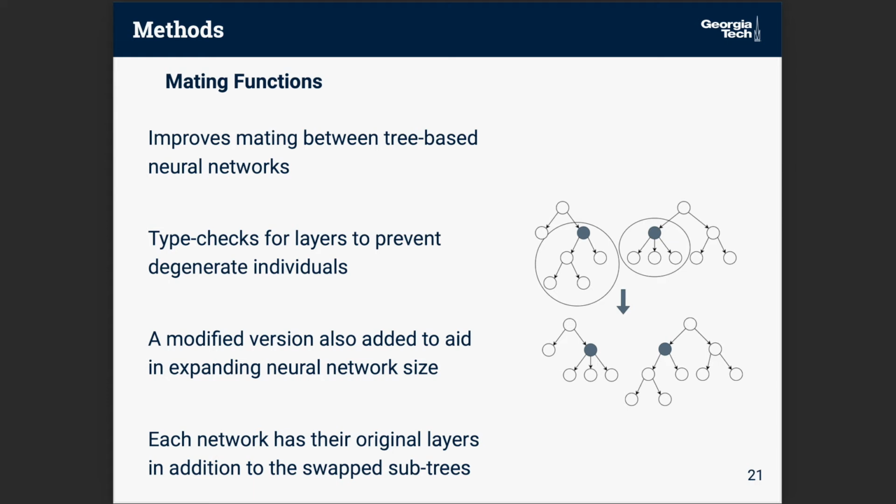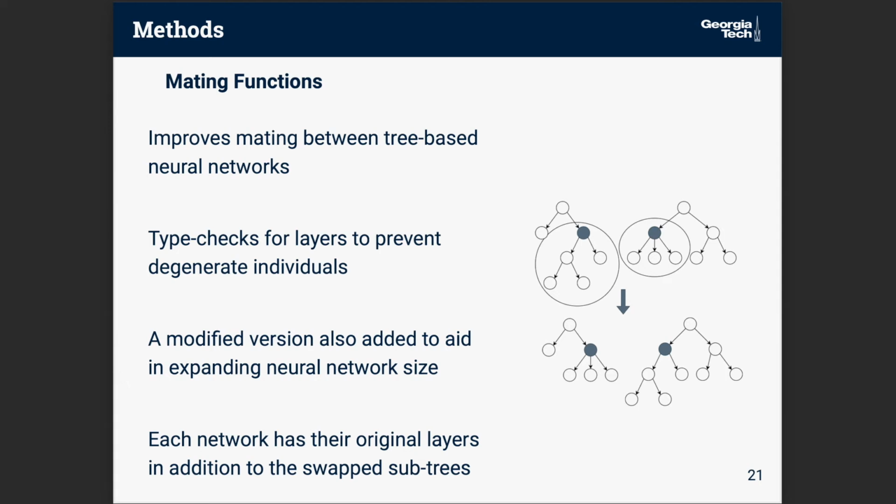In the same vein, we also added in mating functions. These mating functions improve mating between tree-based neural networks, and they do this by type checking for layers to prevent degenerate individuals. We do this because if we have a subtree that has a normal data preprocessing primitive in it, and we switch it out with a subtree that is purely layer tree, the layer tree will be modified. The layer tree will be degenerate because there will be a mismatch in the layer sizes.